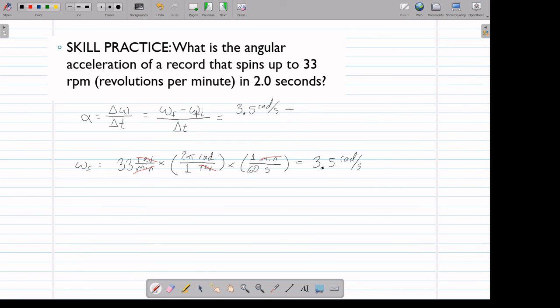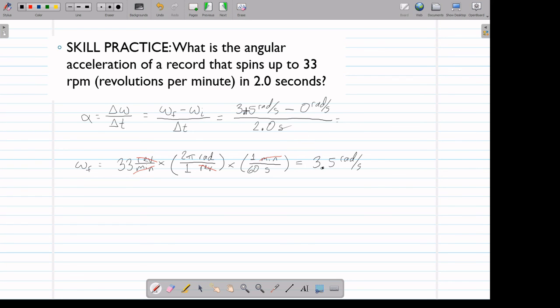Omega i is just the initial angular velocity, and if the record is starting from rest, or it's not rotating at all, then its initial angular velocity is 0 radians per second. And then on the bottom we have delta t, the change in time, and of course from the problem we know that's just going to be 2.0 seconds.